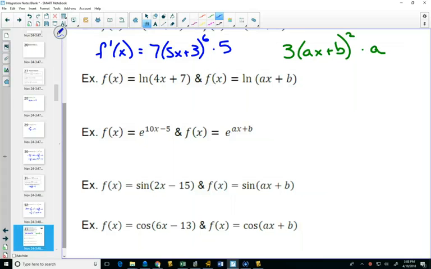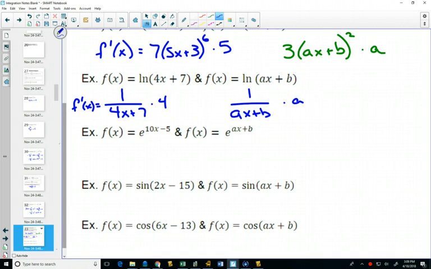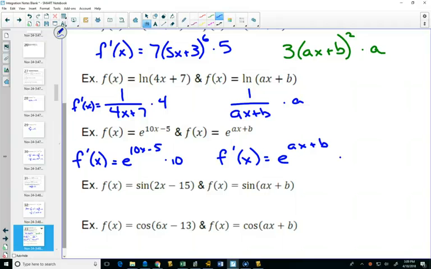And what happens with natural log? It becomes 1 over 4x plus 7, but then you have a chain rule, times by 4. And so the natural log of ax plus b would become 1 over ax plus b times a. Okay? And what we're trying to do is see if we can find a pattern of something that happens when you have these ax plus b forms. Again, here, f prime of x will be e to the 10x minus 5 times 10. And here, it would be e to the ax plus b times a.